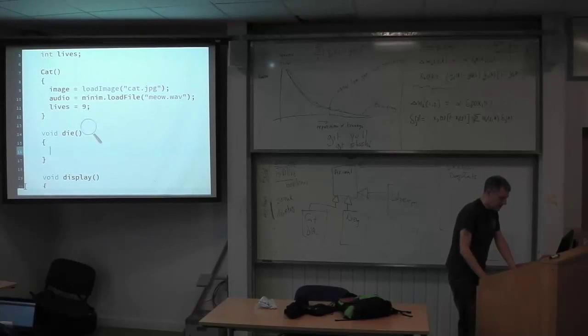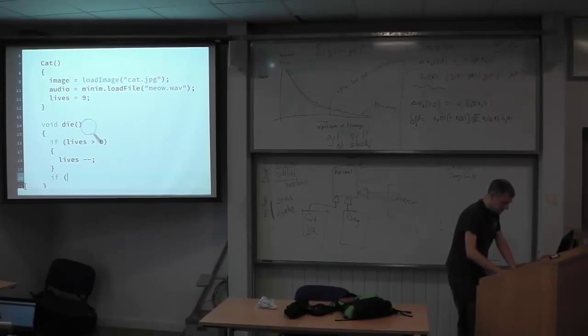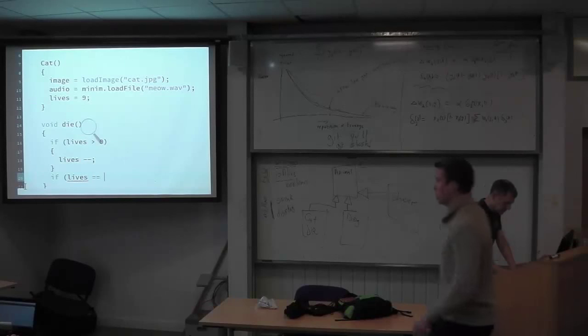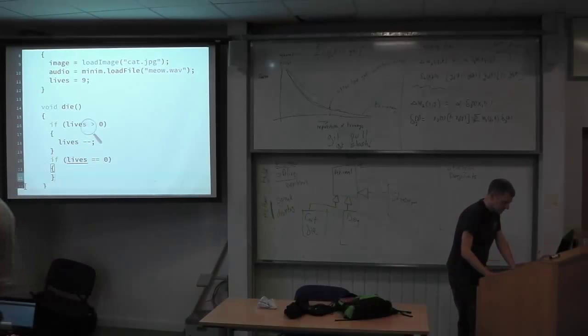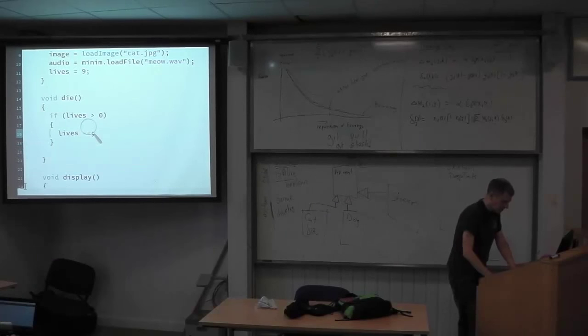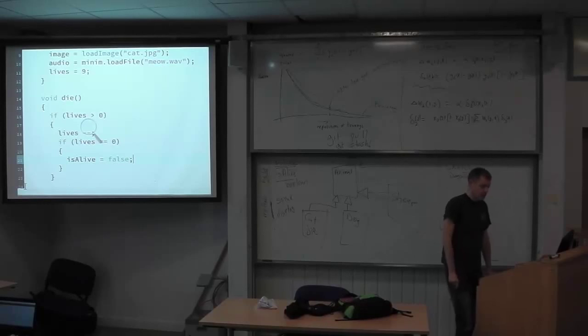And the method die, let's go: if lives is greater than 0, lives minus minus. If lives is equal to 0, I'd probably put this code in here, I guess, so I don't have to check it every frame. So every time, if lives is equal to zero, then isAlive is equal to false. Cool. All right, I think that will work.